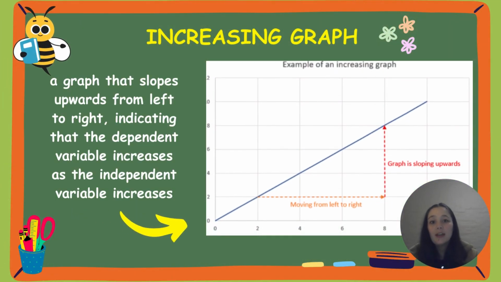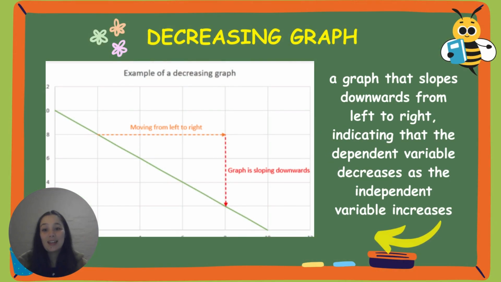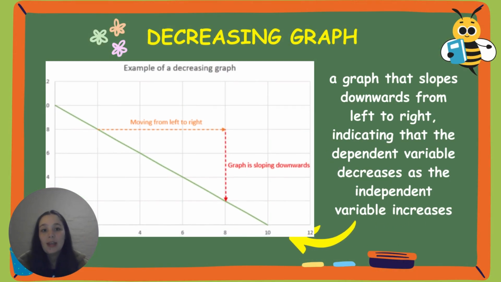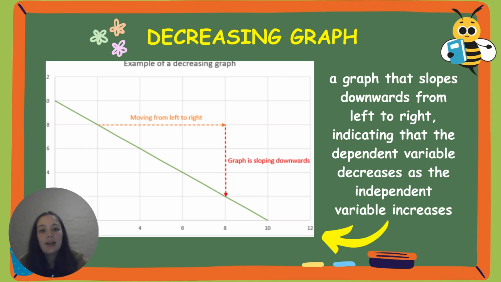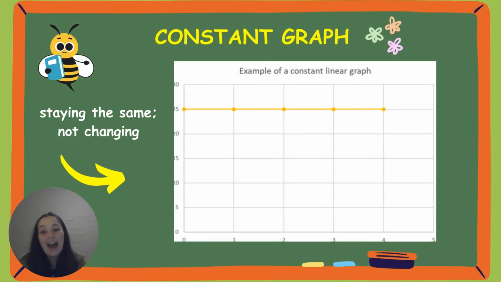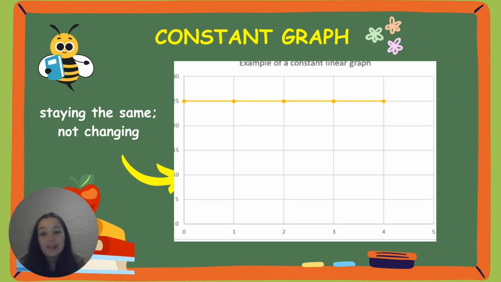One of them is the increasing graph. It's a graph that slopes upwards from left to right, indicating that the dependent variable increases as the independent variable increases. Secondly, we have the decreasing graph. It's a graph that slopes downwards from left to right, indicating that the dependent variable decreases as the independent variable increases. Okay, and then the last linear graph is the constant graph. It stays the same, nothing changes.